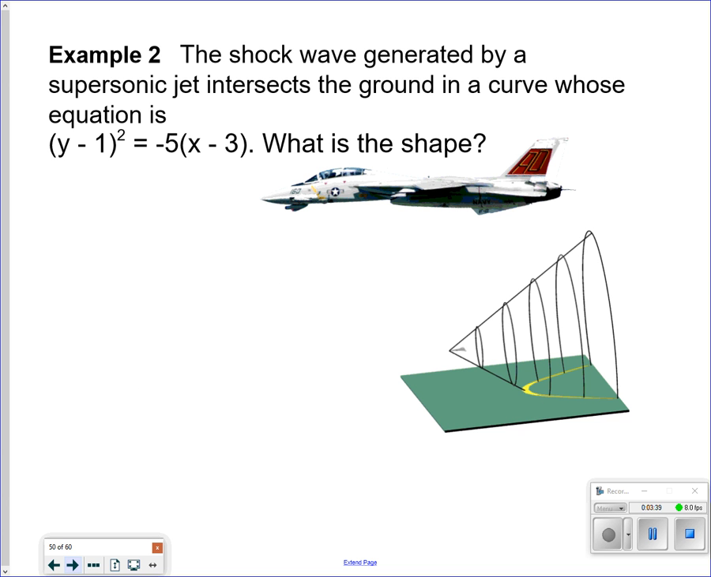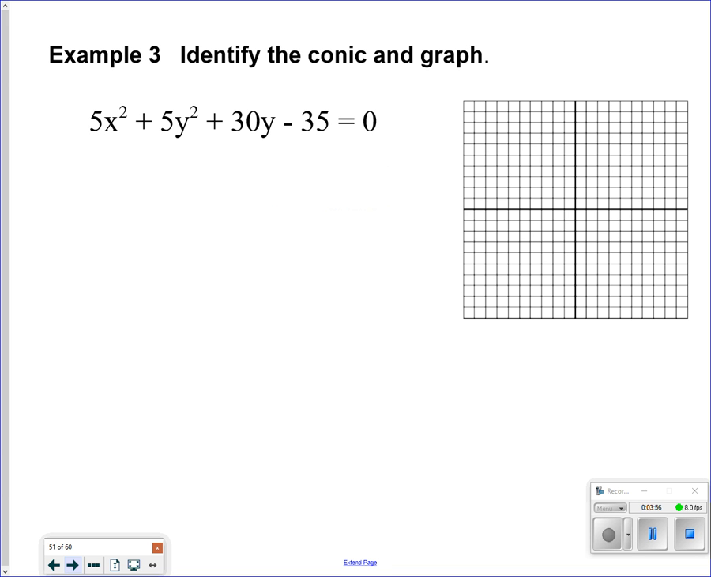The shock wave generated by a supersonic jet intersects the ground in a curve given by the following equation. What is the shape? Well, if I distributed this and looked at it, I only have one squared term. That makes it a parabola. Now, identify the conic, meaning tell me what it is. Then put it in the correct form and graph. I don't have to answer all the questions that go along with it, but I just want to establish what it is, put it in the correct form, and graph.